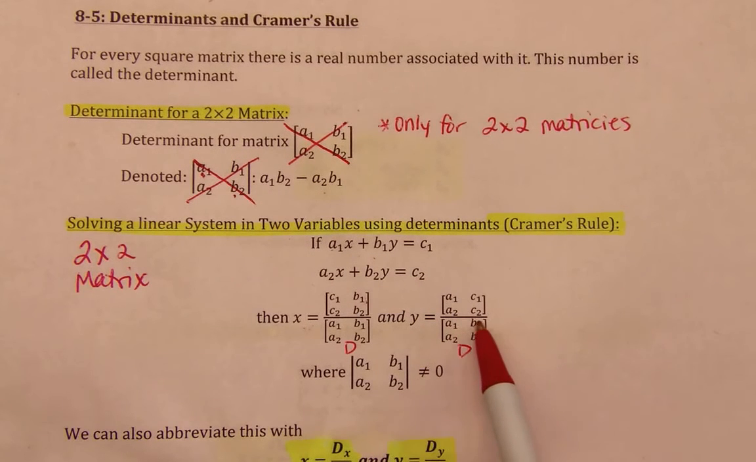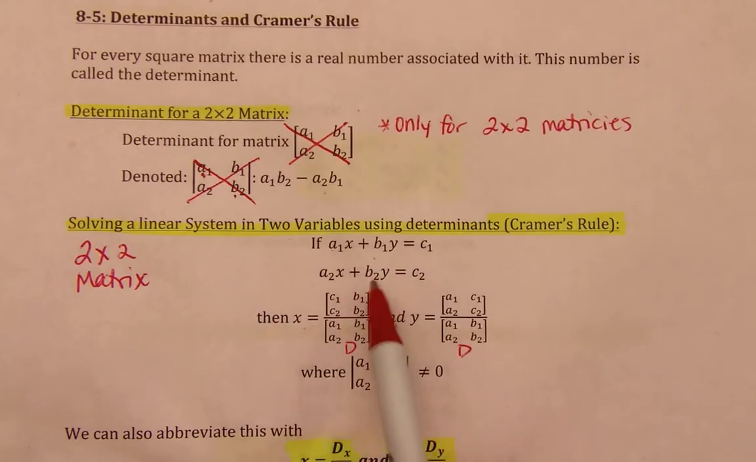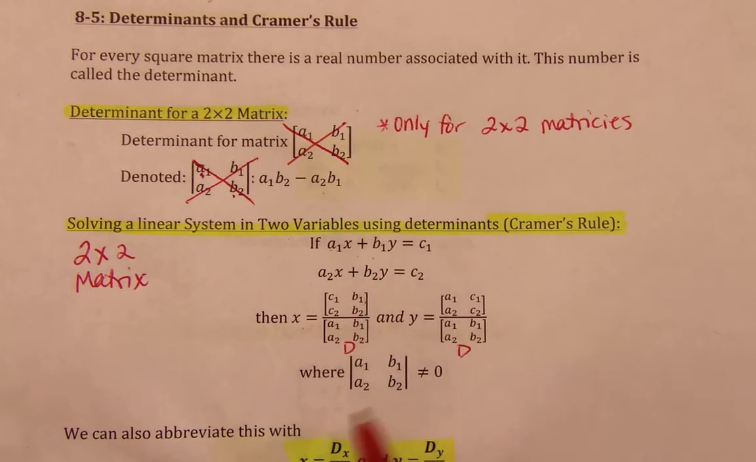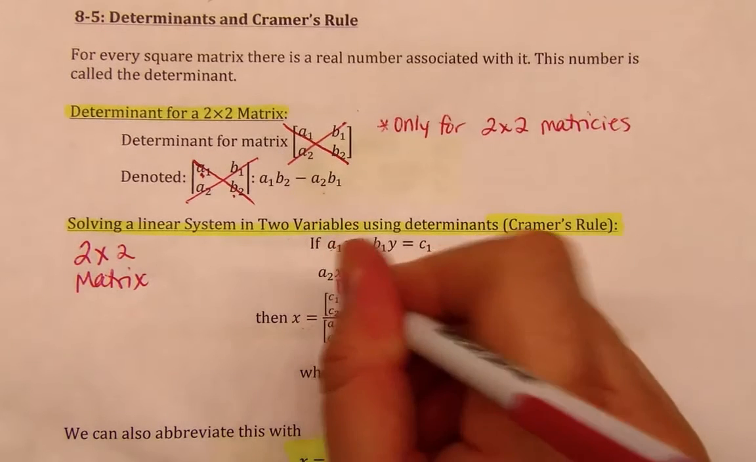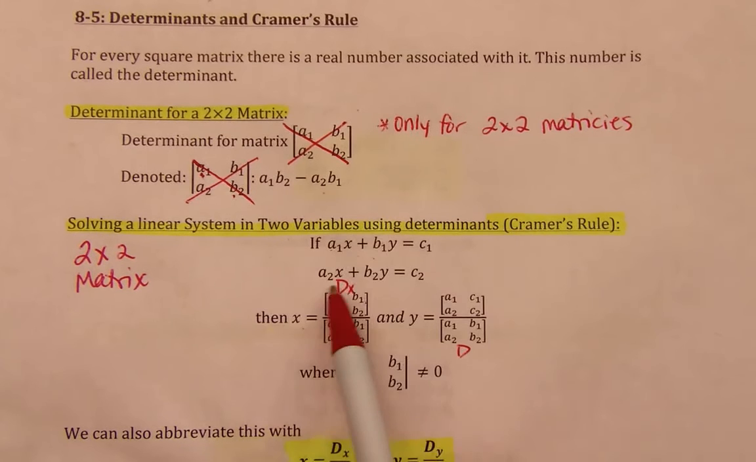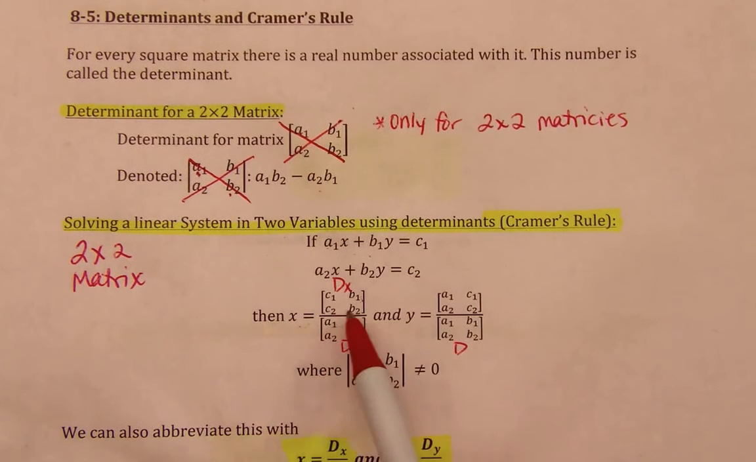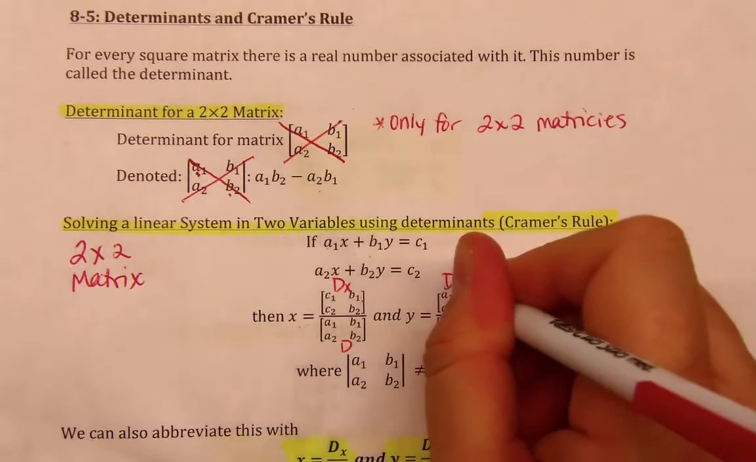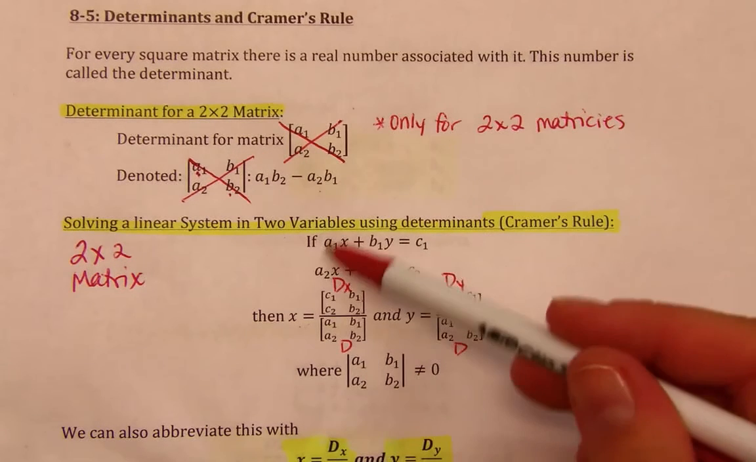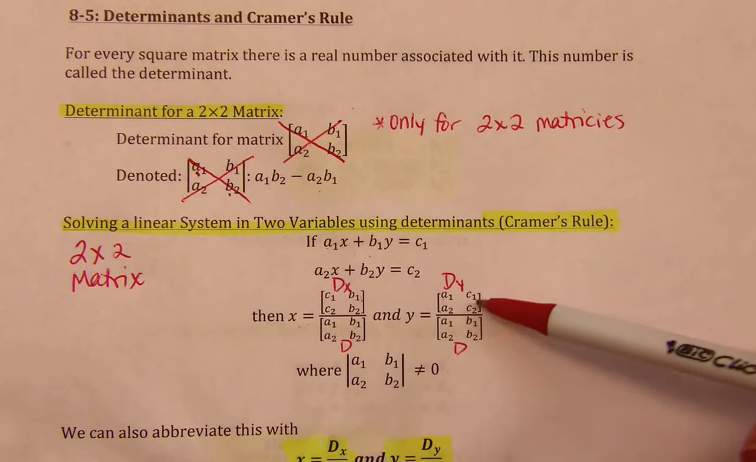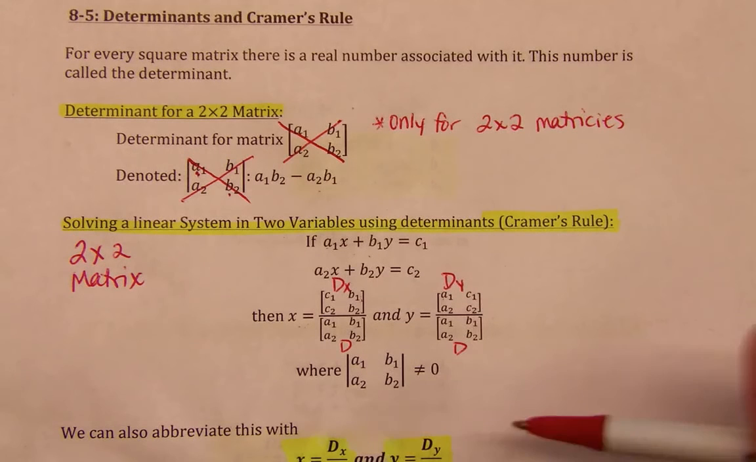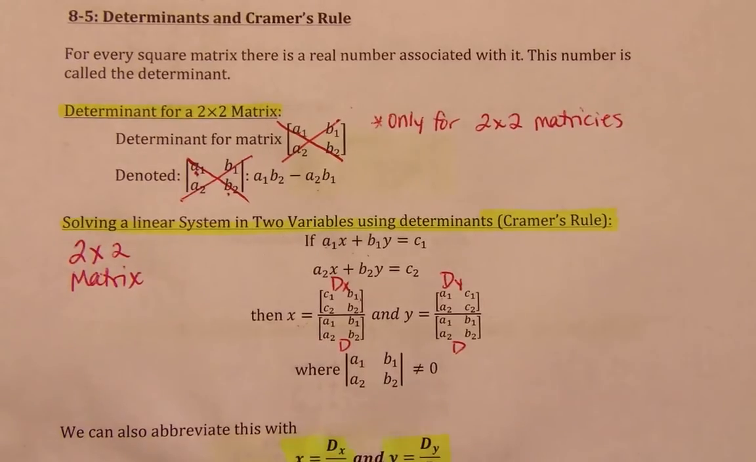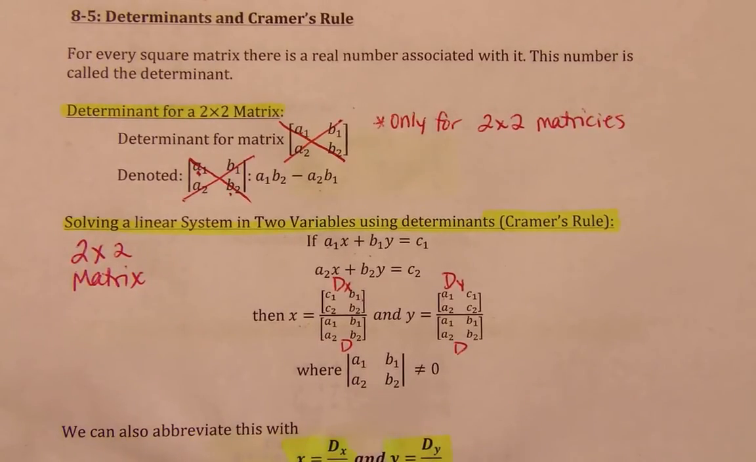So A1, A2, B1, B2, A1, A2, B1, B2. And then we can plug in these for whatever we're removing. So this would be d sub x. So we removed the x coefficients and replaced them with the constants, but the b's stayed the same. And then this would be dy because the x coefficient stayed there, but we replaced the y ones with the constants. And those will give us our x and our y values. And as we can see here, finding a determinant for a 2 by 2 matrix is really easy.